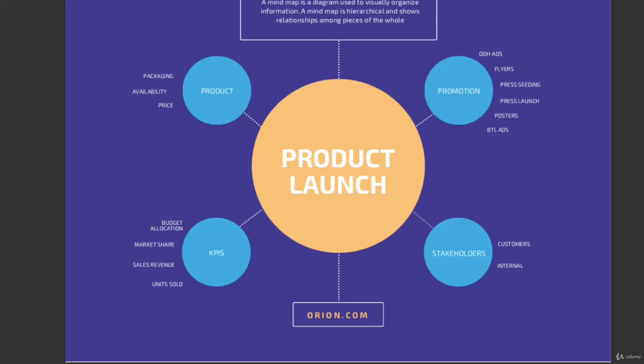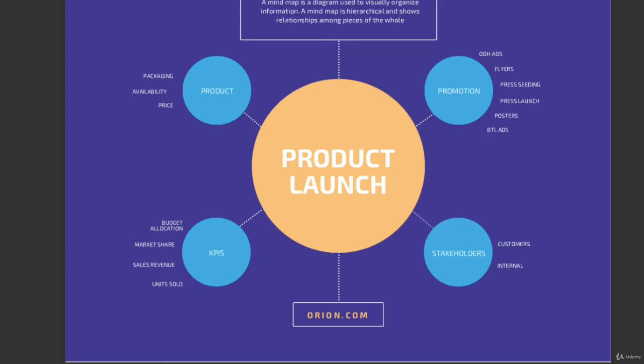So you added the branches. You ask yourself, are these branches a part of the main idea? Yes. Are these branches part of the main goal, which is putting the product out in the market? Yes, it is. Then you're good to go. Now that you got your branches, you need to figure out the sub branches. So in product, what are we talking about in terms of product? We're talking about packaging, we're talking about availability, we're talking about price. You can add a lot more things.